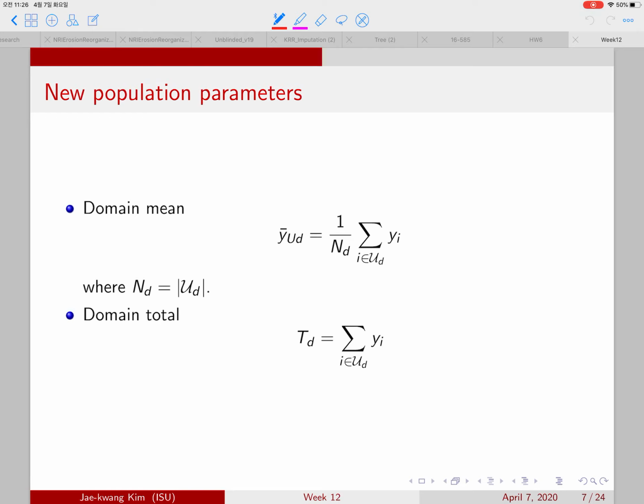Under this framework, we are mainly interested in estimating the domain mean or domain total. The domain mean can be written as something like this. This is a population parameter that we are interested in estimating, essentially a mean of y in a subset of the finite population, U_d. And the domain total is just the summation of y_i's in that domain.